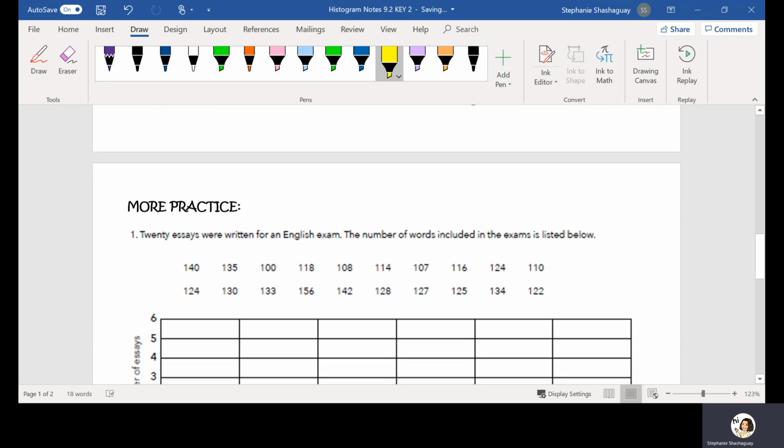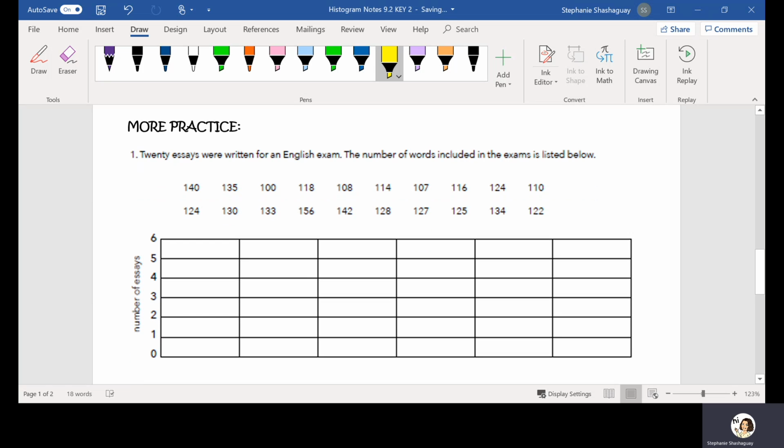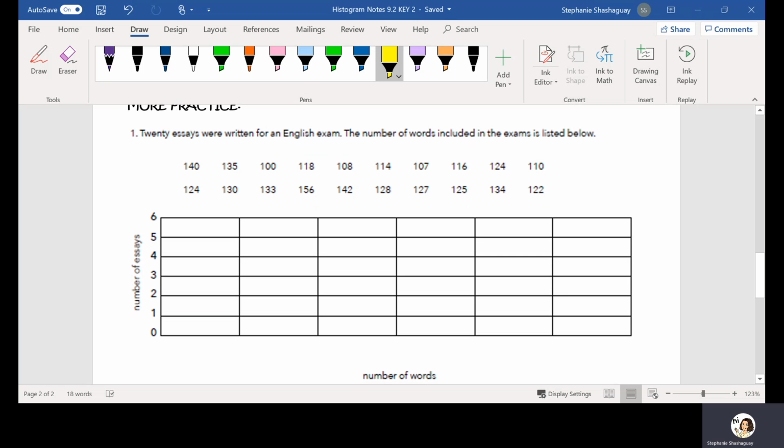Okay, so now let's look at the additional practice that I attached for you in the assignment. I will do this first one with you, or at least get you started, and then you can do the second one on your own. Given this data, we are told 20 essays were written for an English exam. The number of words included in the exams are listed below. They already told us the number of essays, and they graphed the number of words, they told us what the axis was going to be. Given this data, we have to determine what the intervals will be.